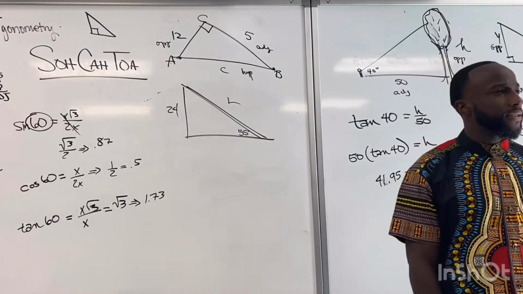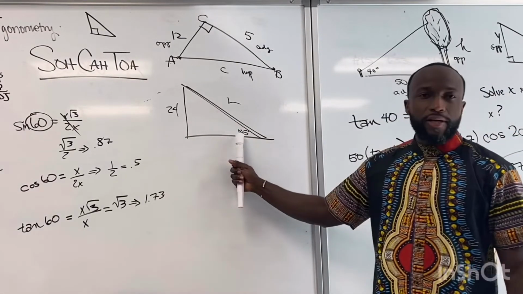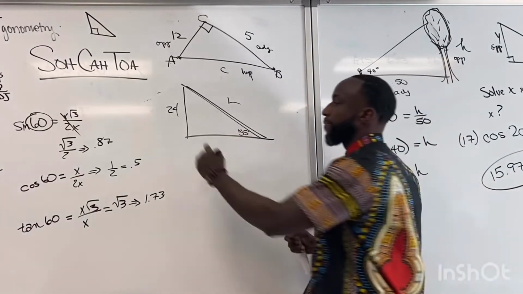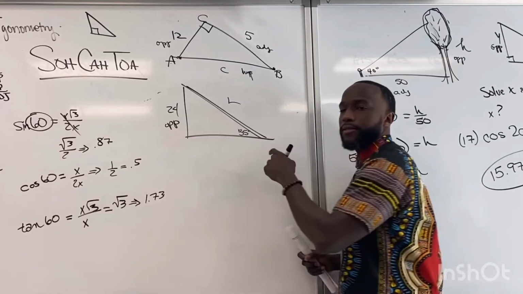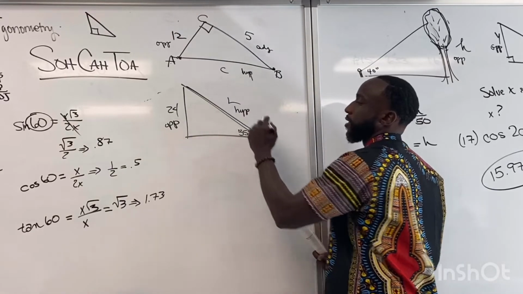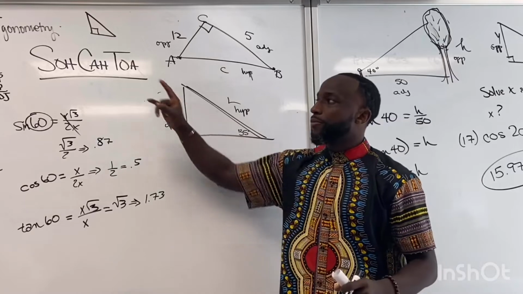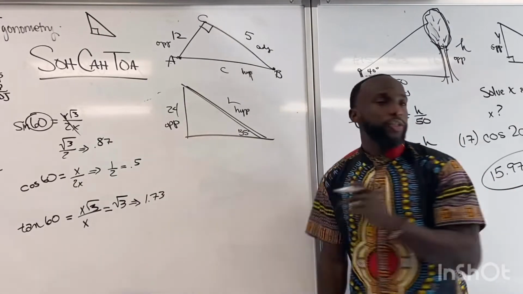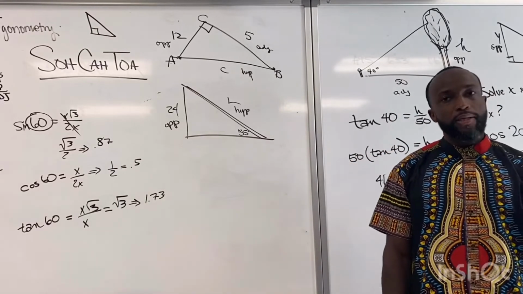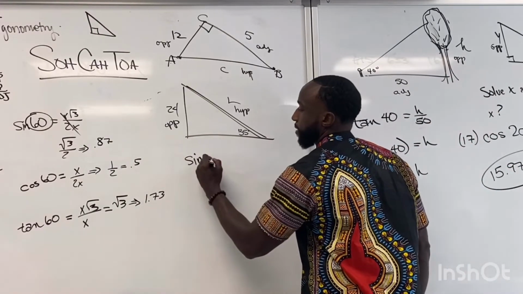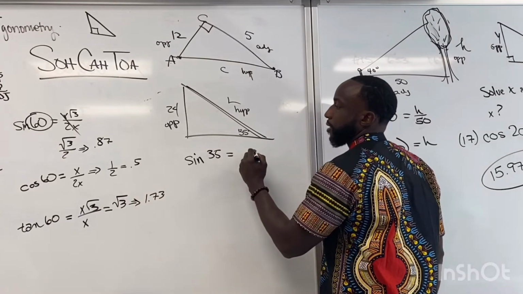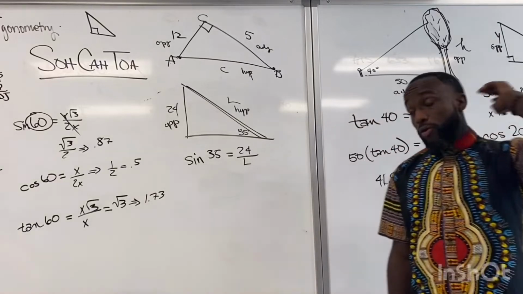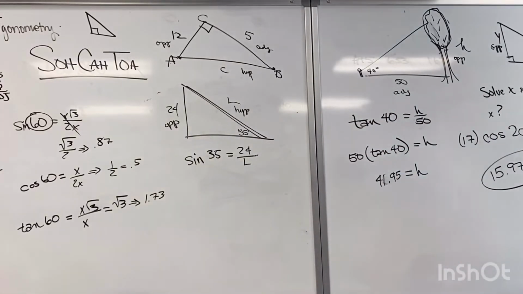How would you find what we have here based on 35? What's 24? It's the opposite side, right? What's L? L is the hypotenuse. So the first thing we need to do is identify what portion of the triangle we have based on this angle. So we have opposite and hypotenuse. What trig identity has opposite and hypotenuse in it? Sine. Right. So you're going to have sine 35 equals opposite 24 over hypotenuse L. Oh, this is different than these, right?